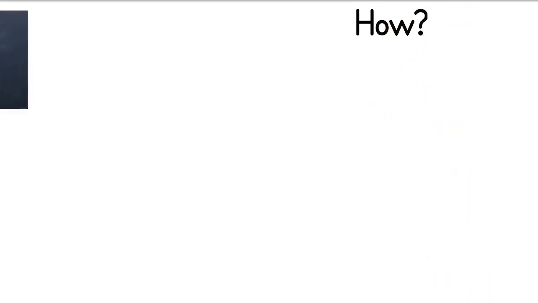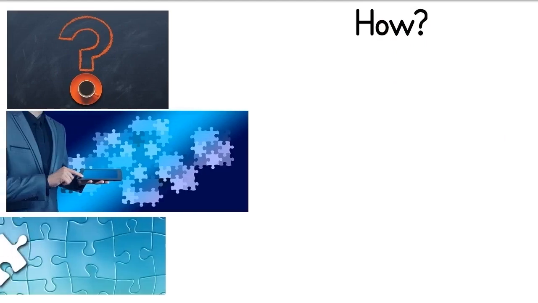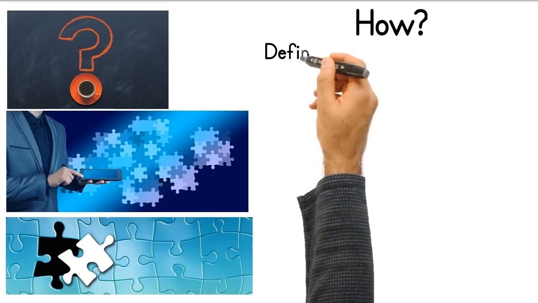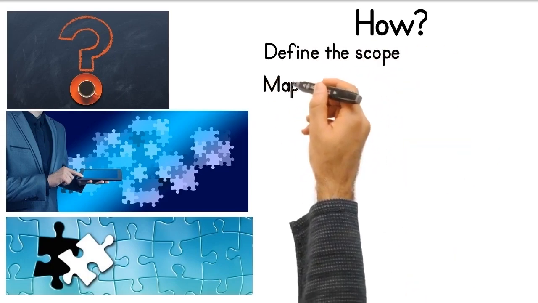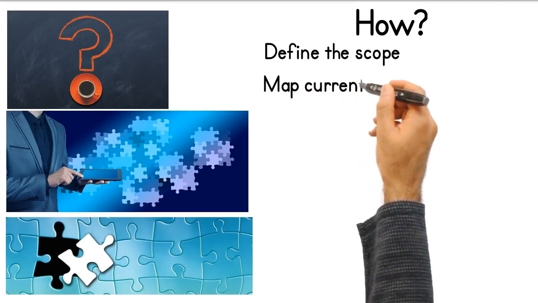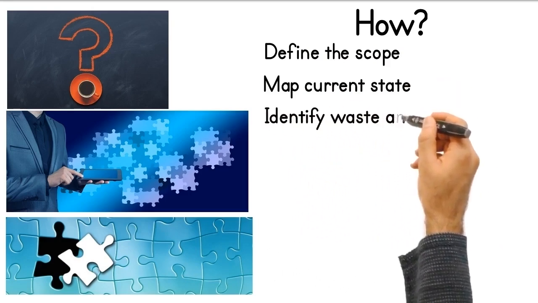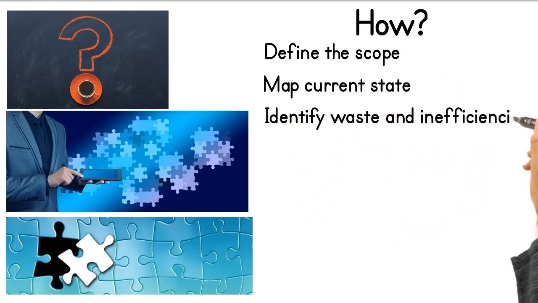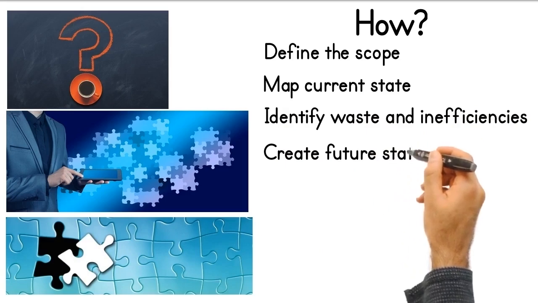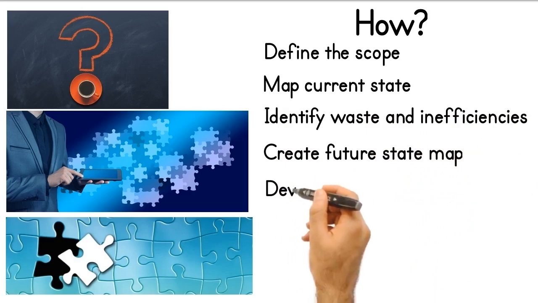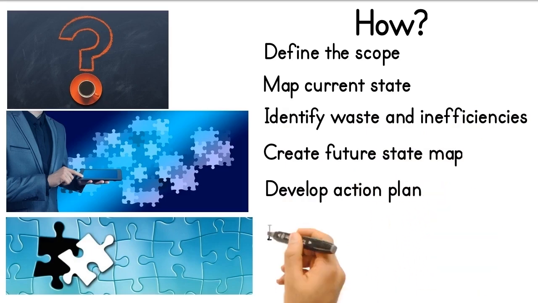Implementing VSM involves the following steps. Step 1. Define the scope, identify the product, service, or process that will be mapped. Determine the starting and ending points of the value stream. Step 2. Map the current state. Gather data by observing and documenting the flow of materials, information, and processes as they currently exist. Step 3. Identify waste and inefficiencies. Analyze the current state map to identify areas of waste, delays, bottlenecks, and other inefficiencies.